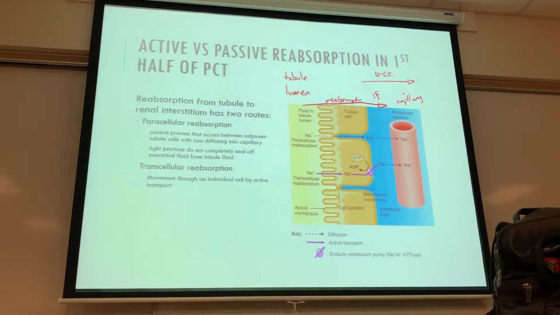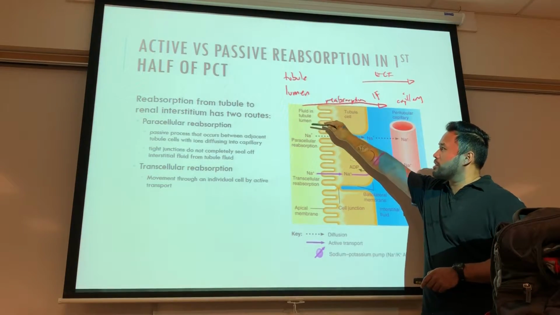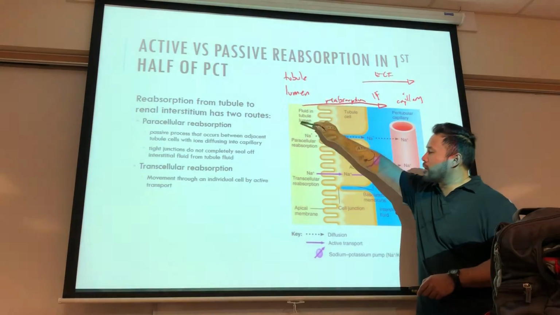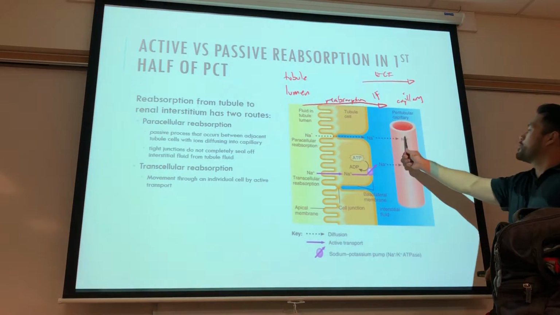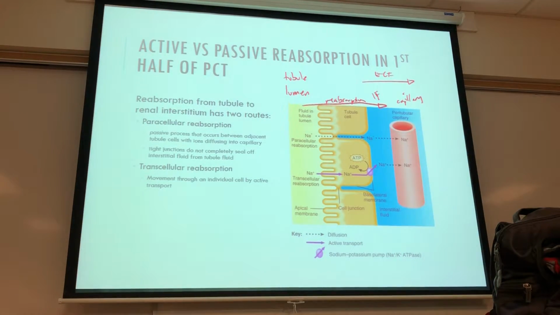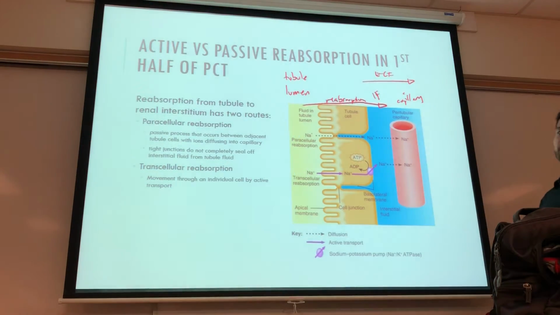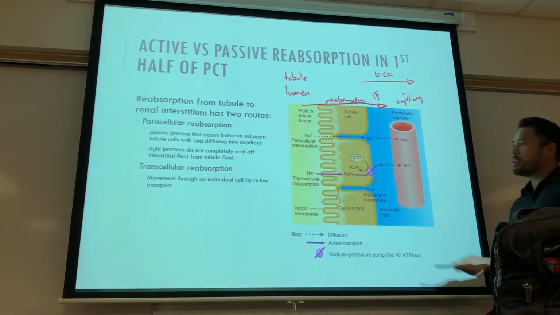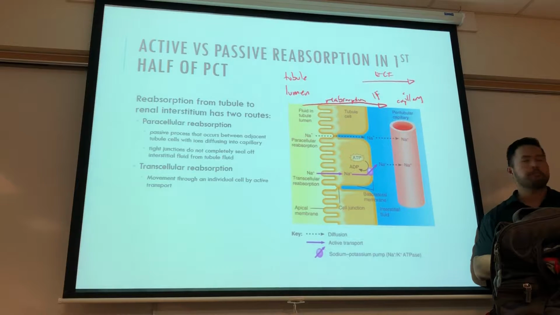We're trying to reabsorb fluid as well as all the stuff that we've mentioned, all of our salts, sodium, chloride, everything else is going to move from left over to right and be reabsorbed into the capillary. So there's only two ways to be able to get stuff across. Either you get it in between the cells, which we call paracellular reabsorption, or we get it through the cell, which we call transcellular reabsorption.